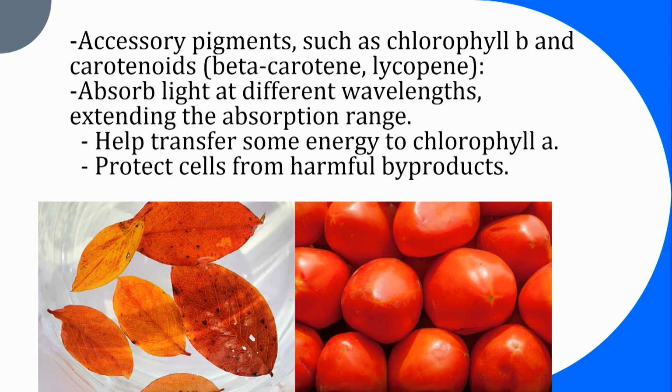So there are accessory pigments. Chlorophyll A is the green one, that's the most common one, but there are other pigments as well, such as chlorophyll B and carotenoids. Carotenoids are orange, and there's a lot of carotenoids in carrots and sweet potatoes, and that's why they look orange. Okay, these different pigments absorb light at different wavelengths, and this helps to extend the absorption range. If you have a lot of these different pigments, you can get more out of the light that you're absorbing. They also help to transfer some of the energy to chlorophyll A. They're also going to protect cells from harmful byproducts.